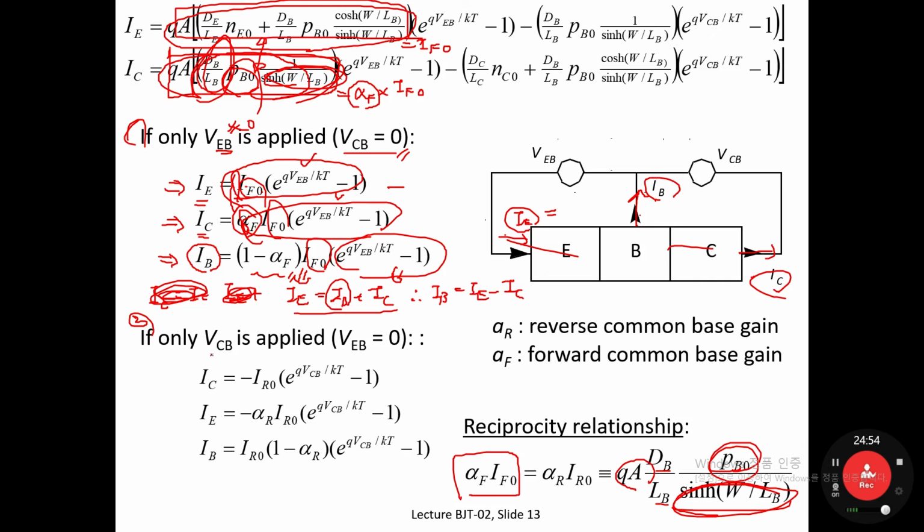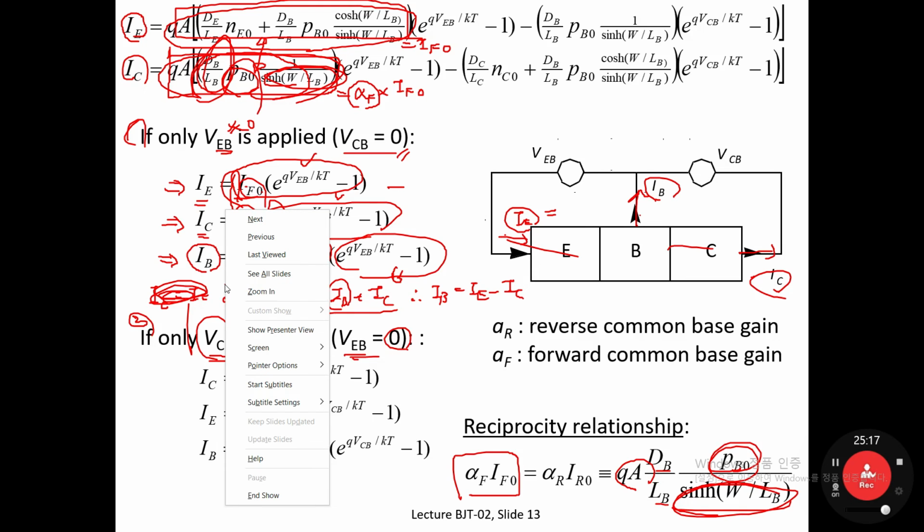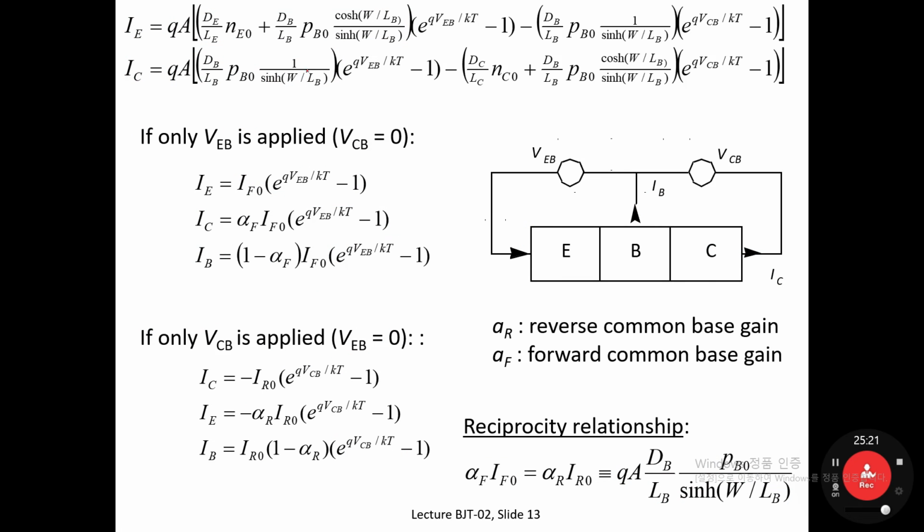This time, VCB is non-zero, but VEB is zero. So the emitter base junction is in thermal equilibrium. However, the collector base junction is not in thermal equilibrium. Then how do we simplify the current equations, IE and IC? Okay, so let me erase my note.